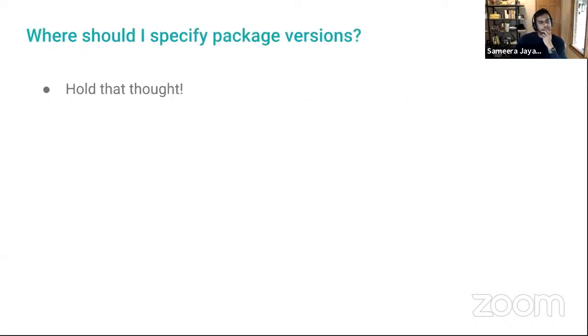So the next question is where should I specify package versions? I've been talking about package structure, directory structure, and all that. Now the next question that we should think about is where should I specify versions? As I said earlier, you don't have to specify them. It's not a must, because the bal tool figures out all your versions. But in case you want to force versions, we have a solution. We'll talk about that later.